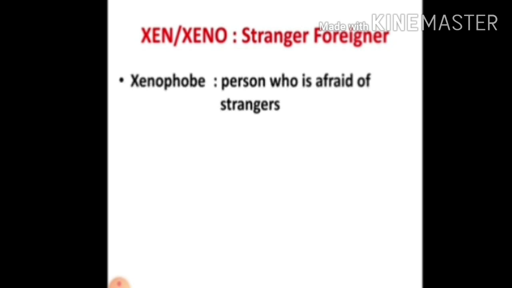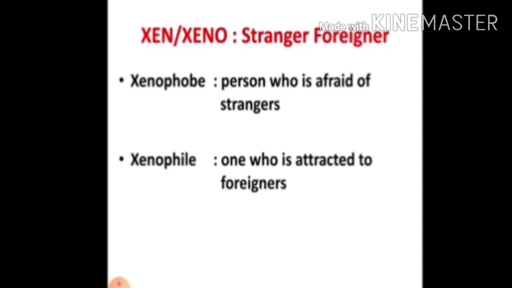The next root is zen or xeno, which actually means stranger or foreigner. And you have words like xenophobe. Xenophobe is a combination of xeno plus phobe. Phobe actually means fear, right? Phobia is a fear. So a xenophobe is a person who is afraid of strangers. Next word is xenophile. See, phil actually means love, remember.